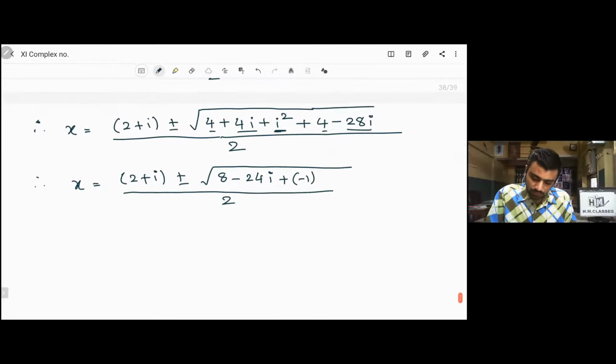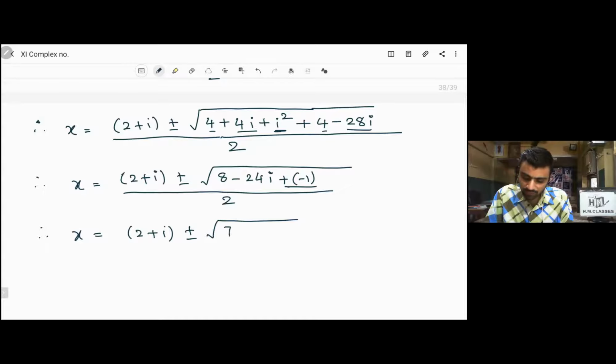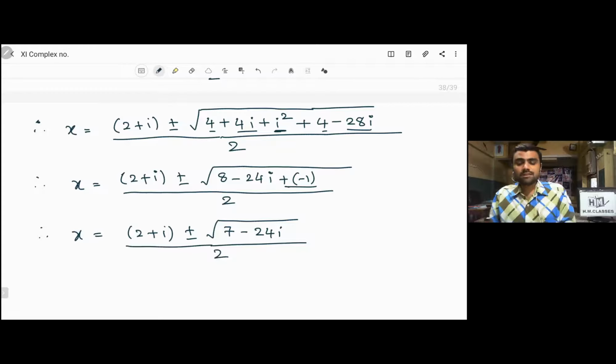Now, as a conclusion, in the root finally I am going to get 2 plus i as it is, plus or minus under root. This is 8 plus minus 1, so I will count that minus 1, and 8 minus 1 directly I am going to write 7 minus 24i. 7 minus 24i, whole upon 2. Now students, up to here we have solved by substituting in the formula. Now I am going to show you the difference as compared to the previous questions, what I said in the last lecture, what we have done.